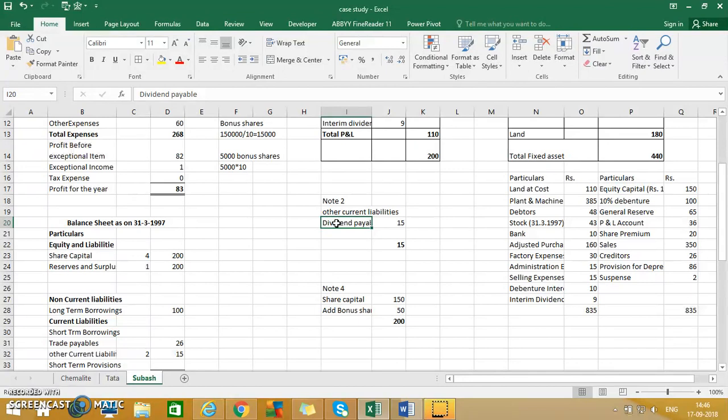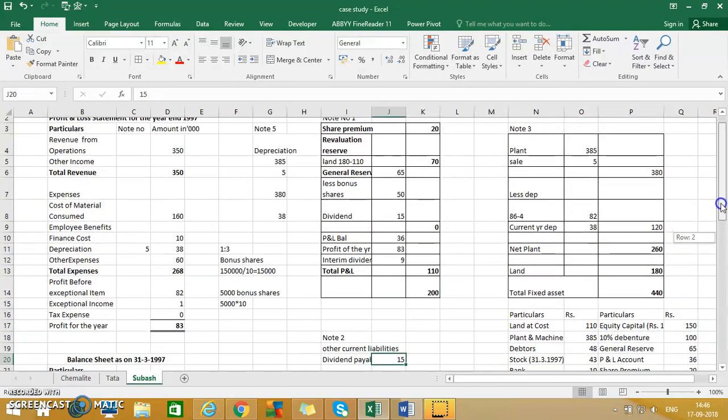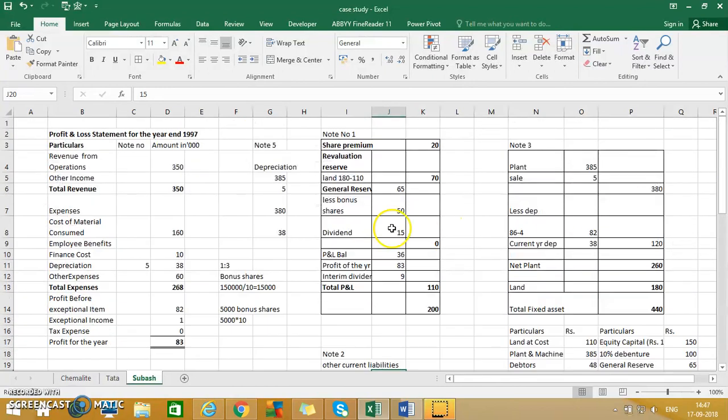It is the dividends that I will have to pay. So the dividend payable, which is 15,000 rupees, we have calculated based on 1,50,000, isn't it? That is where we have taken in the note 1. If at all you see the dividend paid, that is 15, which we have taken.